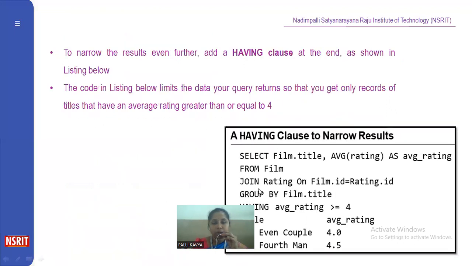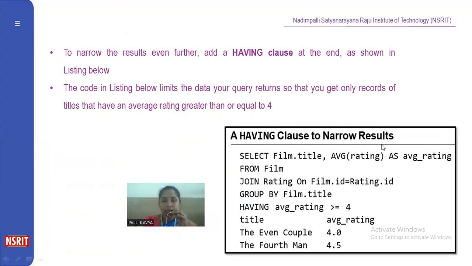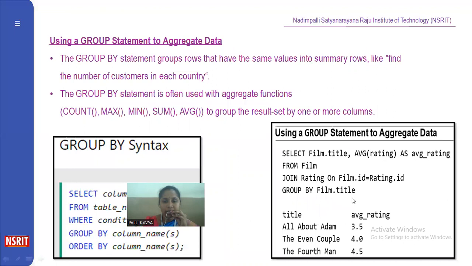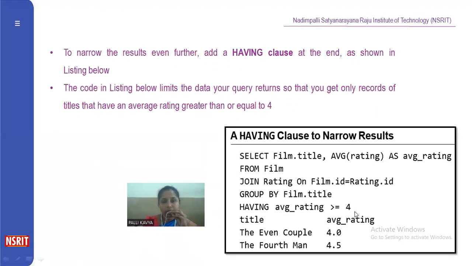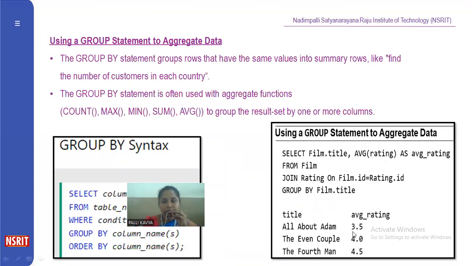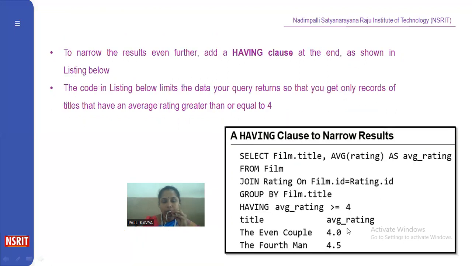And the next one is the having clause to narrow results. Here the having clause represents the condition. To narrow the results even further, we add a having clause at the end. So if you want particular results, we have to add a having clause at the end. Considering this particular one, here we are adding average rating greater than or equal to 4. So only those with greater than or equal to 4 are shown. Here we printed the 3.5 also, but here it is aggregated as greater than or equal to 4. So that's why only two rows are going to be queried.